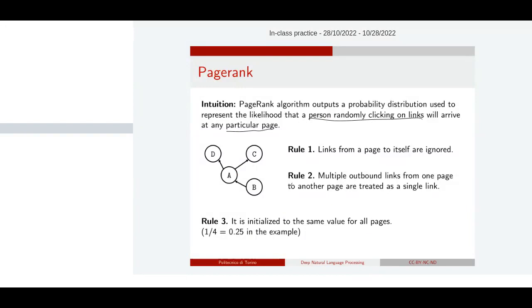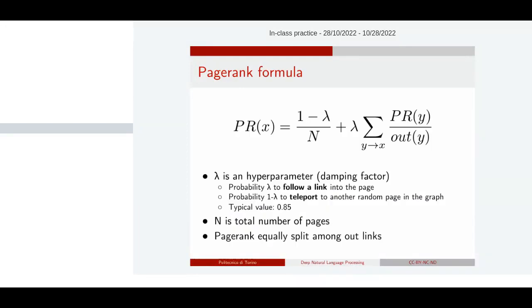And finally, for the initialization of PageRank, because it's a probability distribution, I want the sum of PageRank values to add up to 1. So in this specific case, when I have 4 nodes, for each node I initialize the value as 1 divided by the number of nodes. So in this case, 0.25.